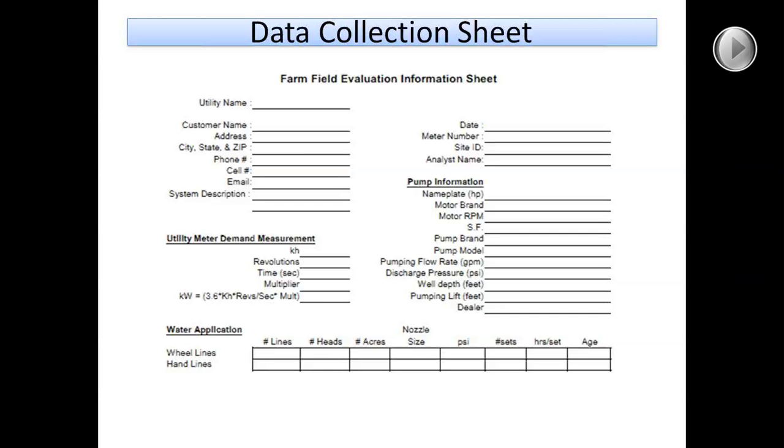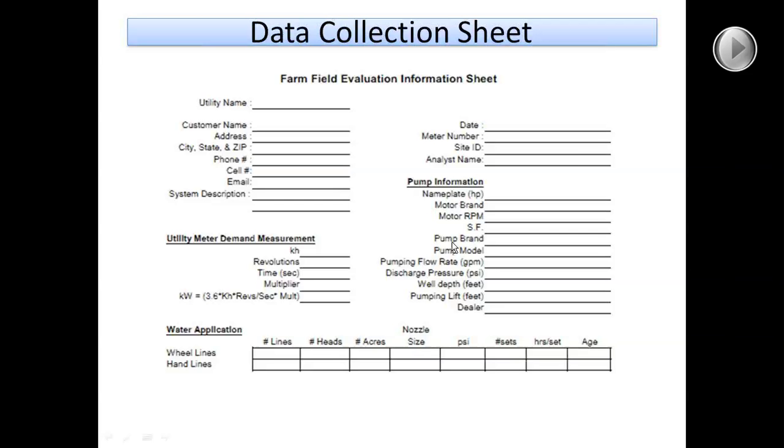The other thing we do is just kind of general information up on the top right-hand side. Just the date we're out there, the utility meter number. Some of the utilities have a specific site ID number that they associate with the pump site or with a particular meter. And so if they have that, we'll get that. They may not always have that information, but every system should have a utility meter that's out there with a meter number on the front of the meter. And we get that information. So if we get the historical usage, we can make sure it's for the specific pump that we're looking at and that the meter numbers match up.